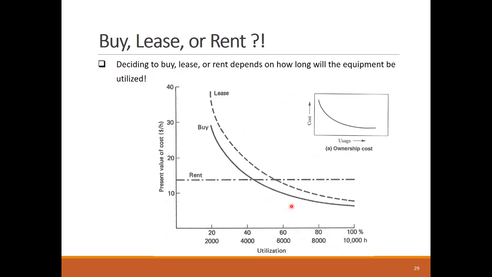or operation hours. The curve of the buy option follows the same trend of ownership cost curve that we have seen before. The lease option cost curve is always above the buy option curve. Leasing the equipment is always more expensive than buying, as the difference between them is the financing cost that is charged by the leasing company. The rent hourly cost is constant. It's the same regardless of how many hours you operate the equipment. The renting company will just keep counting these hours and charging them at the fixed hourly renting rate.